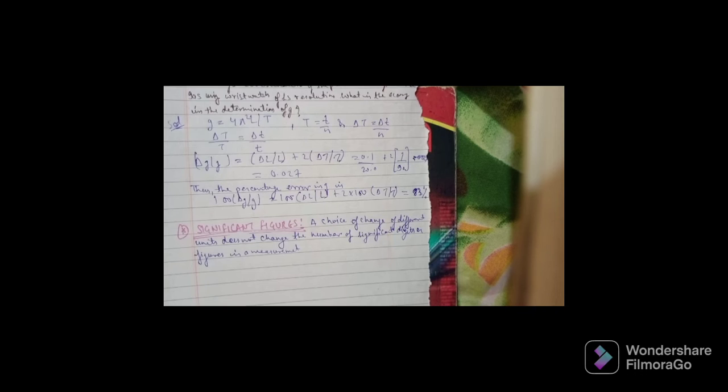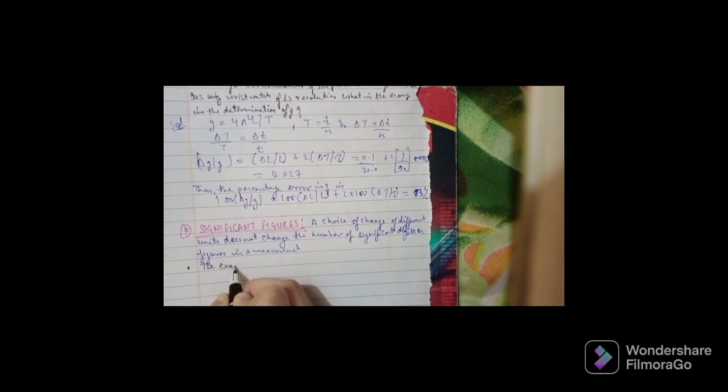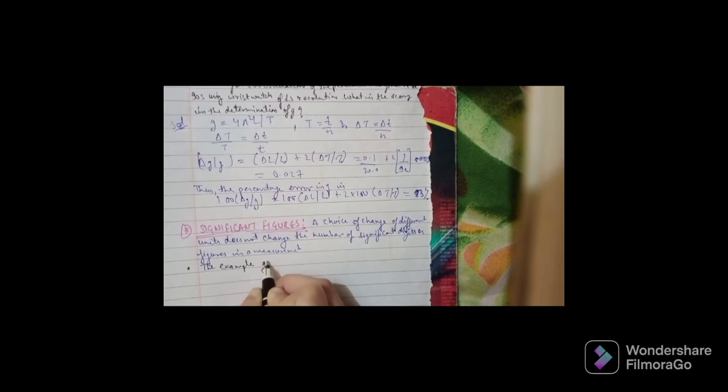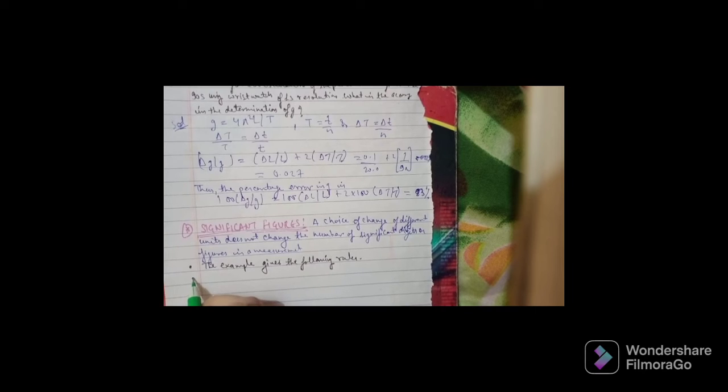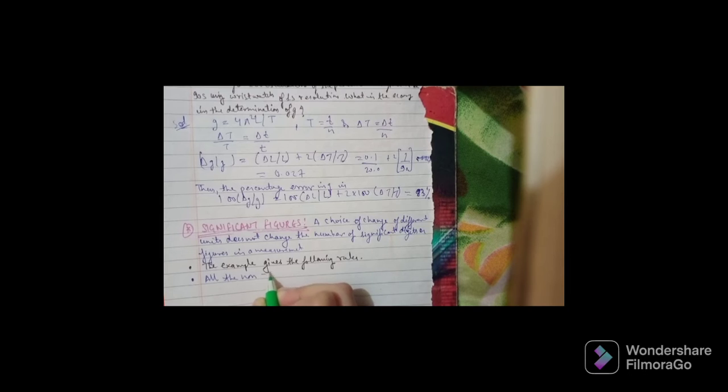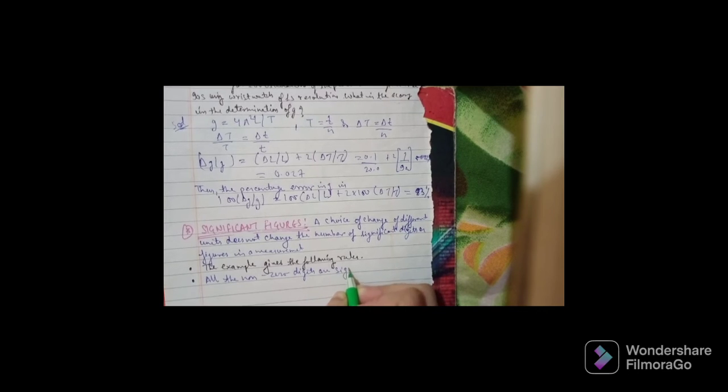So the examples give the following rules. First, all the non-zero digits are significant.